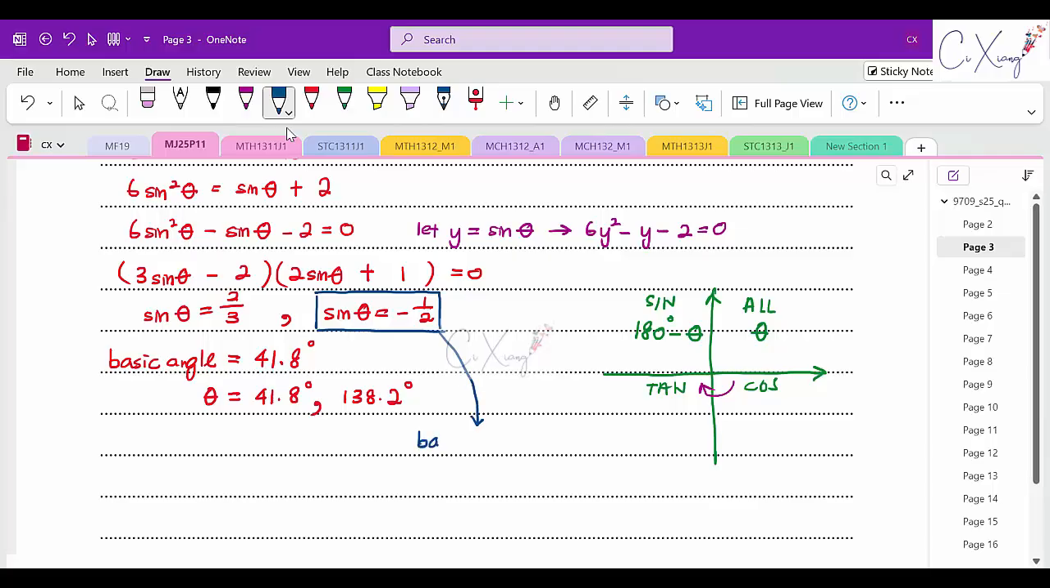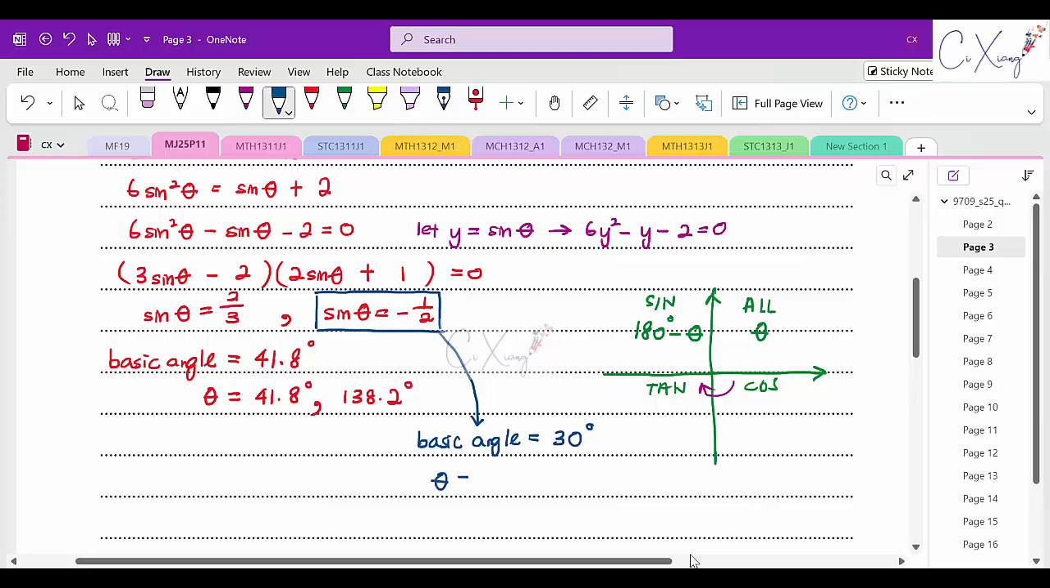I want to get the basic angle first. So what is the basic angle for this equation? You press the calculator, sine inverse positive half. When we are getting the basic angle, we always ignore the negative sign. So we take sine inverse positive half, and by right you'll get a very nice value, which is 30 degrees. Now I need to go through the quadrants to see which answer I want to accept for my theta.